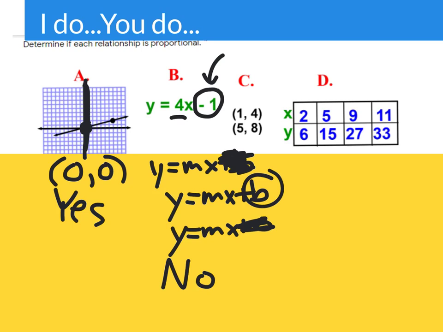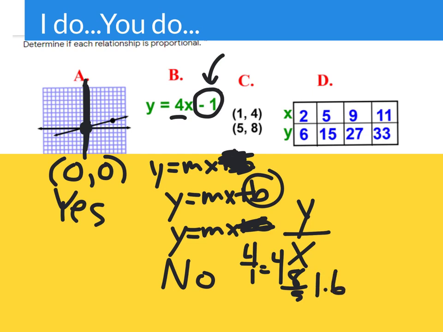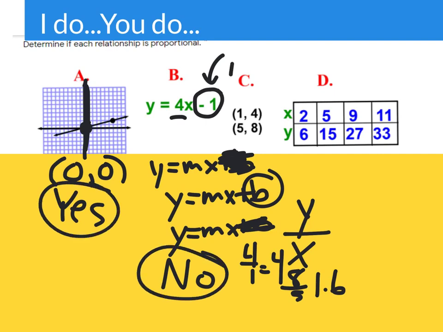All right, let's go to C. To be proportional, these would have to have the same constant ratio. So if you take y divided by x, well, on the first one, 4 divided by 1 is 4, and 8 divided by 5 is 1.6. They do not match, so it is not proportional. So we have yes for A, no for B, and no for C. I'm going to write them in different places because I'm running out of room.